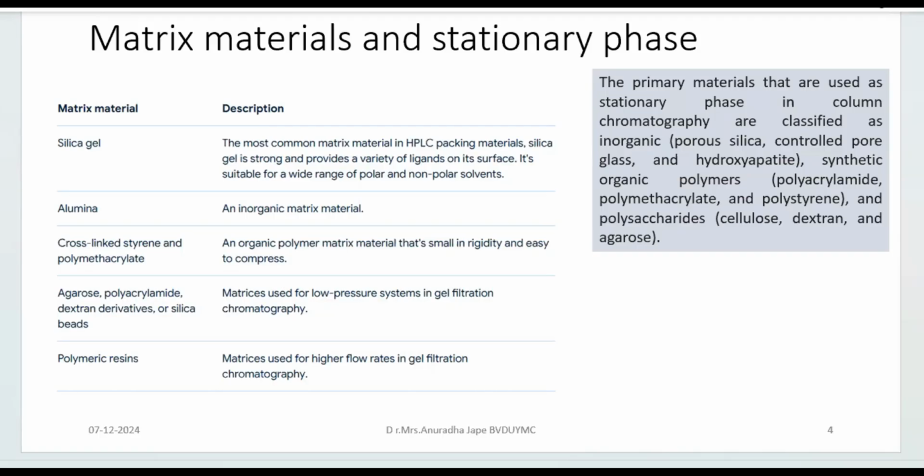And for a variety of purposes, column chromatography is applicable. For example, when it comes to separation of inorganic materials, porous silica, glass beads or hydroxyapatite is used. For synthetic organic polymers, it could be polyacrylamide or polymethyl acrylate or polystyrene, and natural materials like polysaccharides can be used, which include cellulose, dextran, agarose, etc. So various matrix materials are available and are selectively used depending upon the analyte to be separated and the working of it. So let's see a few examples of these matrices.